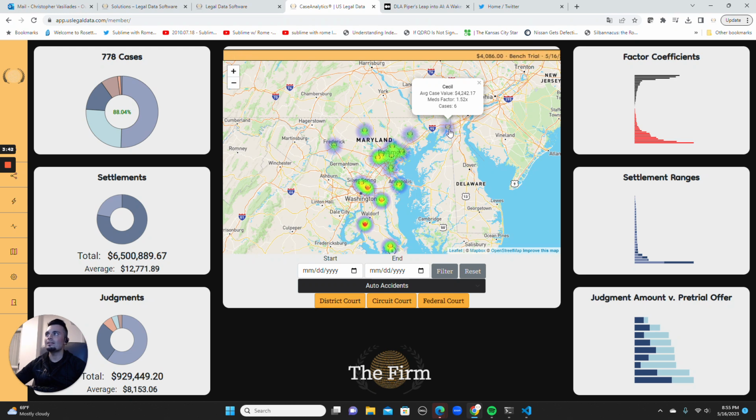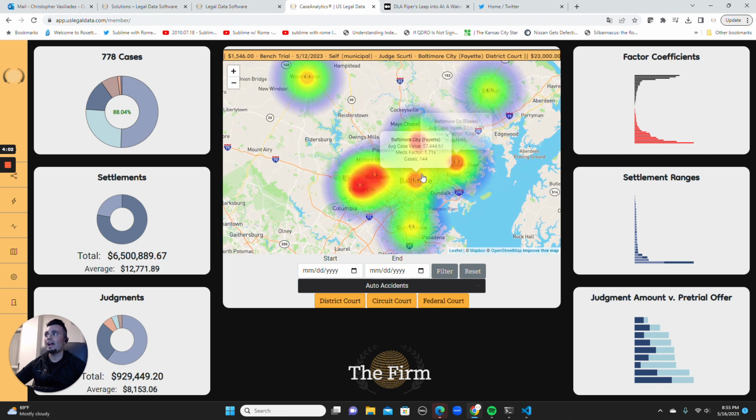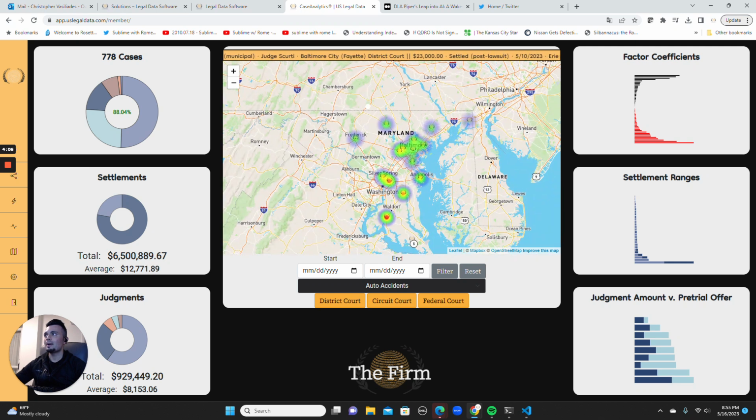And in the pop-up there, you can see the average case value, the meds factor, meaning the medical bills submitted, versus the resolution amount for a particular case averaged out, and then the number of cases that firm has had in that particular jurisdiction. So it's a really good snapshot of your firm's data to get an idea of where your cases are at and where the value is coming from. That's the purpose of the heat map.